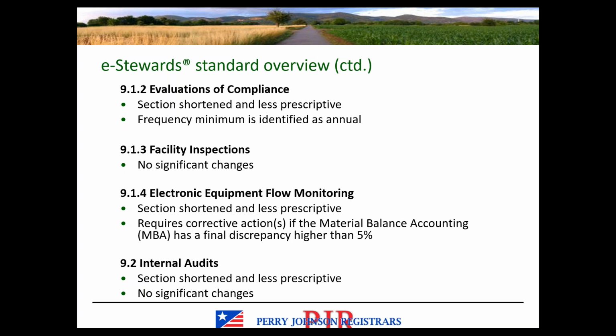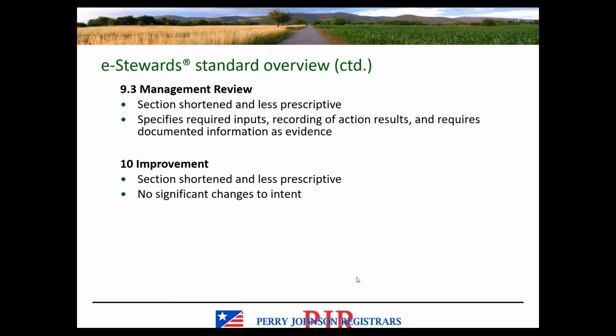9.1.4 is shorter and less prescriptive regarding electronic equipment flow monitoring. This now does require corrective actions if the material balance accounting has a final discrepancy of more than 5%. So this was already a requirement in version 3.1 that the discrepancy not be more than 5%. However, now the language is stronger in that it requires corrective action specifically. No significant changes to the internal audit requirements of 9.2.